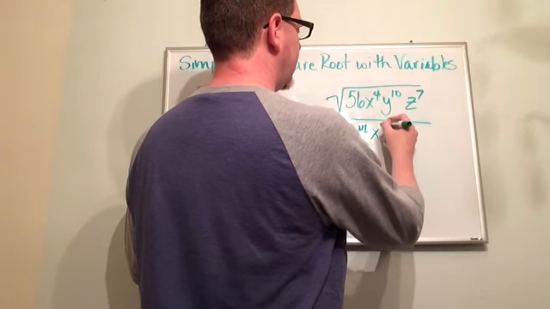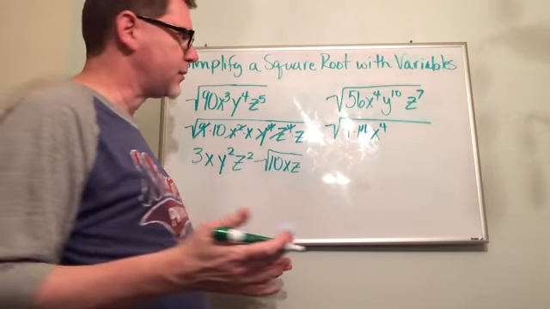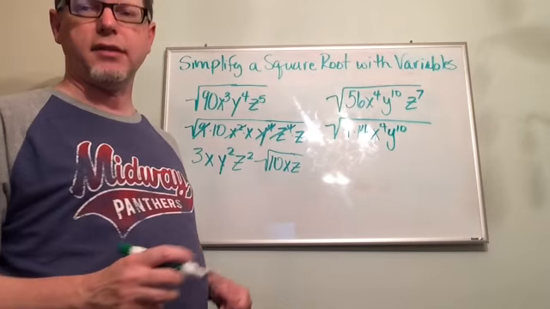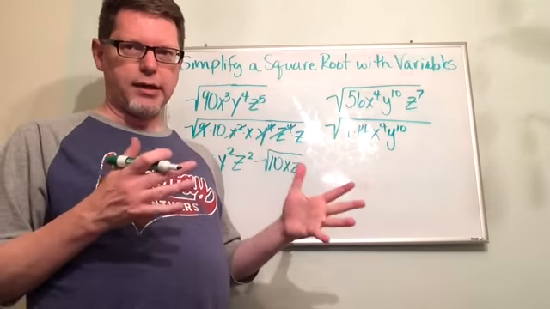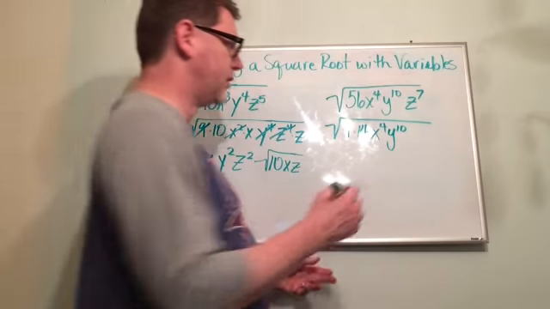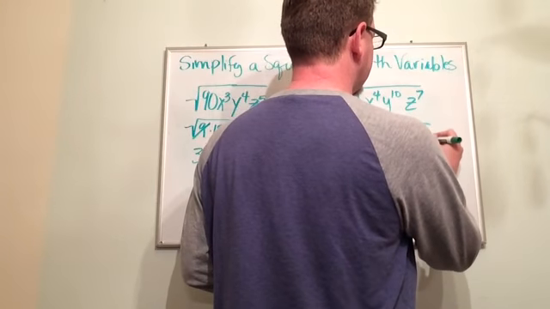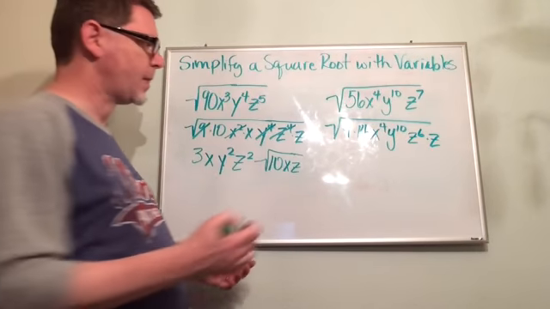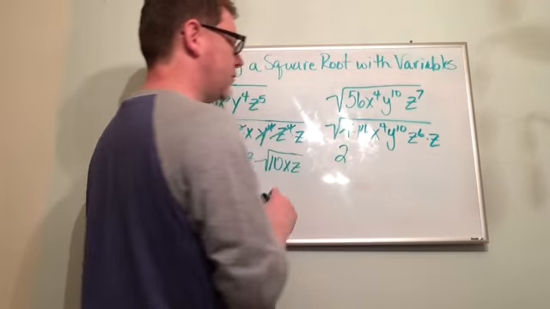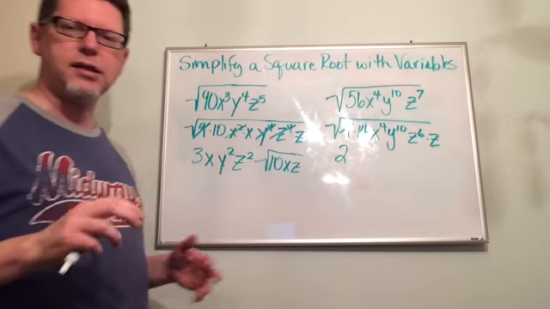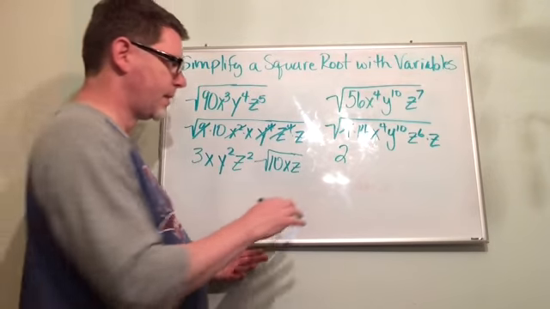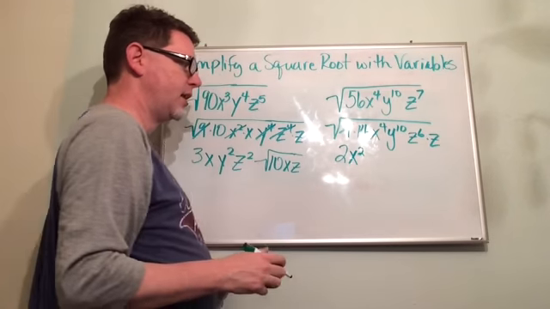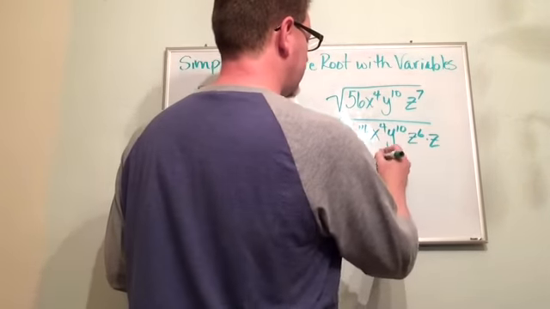X to the fourth I can keep because it's an even exponent. Y to the 10th I can keep because it's an even exponent. And then I have z to the 7th. What adds up to 7? Exactly. Z to the 6th times z. So now let's find the square roots. The square root of 4 is 2. Cross it out. I can't change the 14 because there's no perfect square factor of 14. But I can find the square root of x to the fourth, and that's x squared. And I can find the square root of y to the 10th, which is y to the fifth.